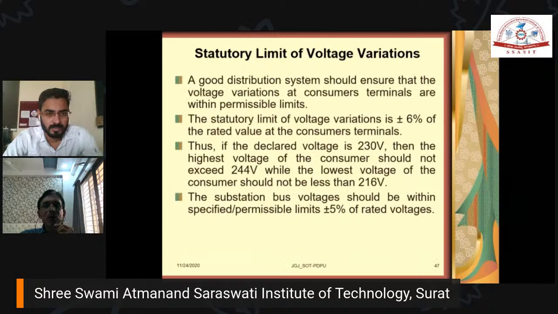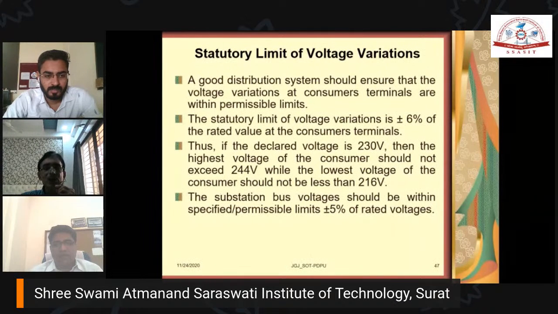Now, I have already told you the statutory limit of the voltage variation. At the consumer terminal, it is plus or minus 6% of the rated value at the consumer terminals. And that's why we are designing all single phase appliances, equipments or machines at 230 plus or minus 10%. How much variation is allowed? Plus or minus 6%.